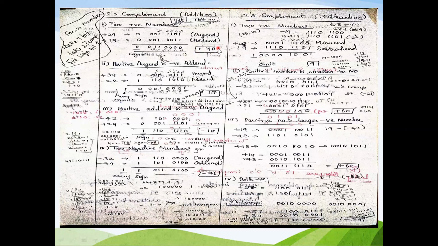That is, I have considered the number 29 as well as the 19 and this has been added and I got the result of plus 48. Okay, so second one is positive augend and negative addend. Here I have considered the numbers plus 39 and minus 22.